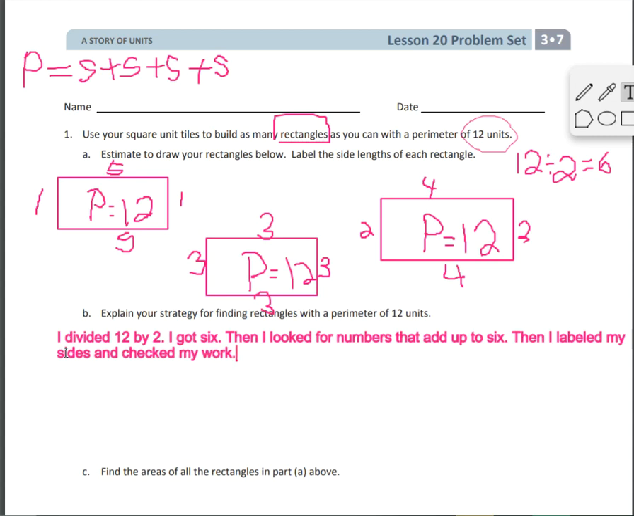You should not write what I wrote word for word here. This should be you explaining it to me. So here I've broken down what I did. I divided 12 by 2 because I was looking for 2 sides. 12 divided by 2 is 6. I looked for numbers that added up to 6, labeled my sides, and I checked my work. Just like in class, try and use your own words, please. Now, when we talk about finding, let me scroll my page just a little bit.